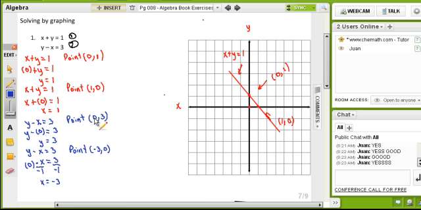So I had a point 0 comma 3: 0, 1, 2, 3. So that's the point 0 comma 3. And my second point will be the point minus 3 comma 0. 1, 2, 3, that's minus 3, 0. Okay. And then I'm going to join these 2 points. And this line is the line y minus x equals 3. So far so good.